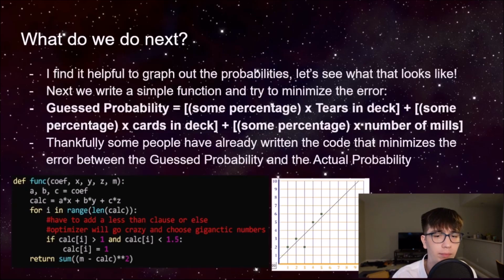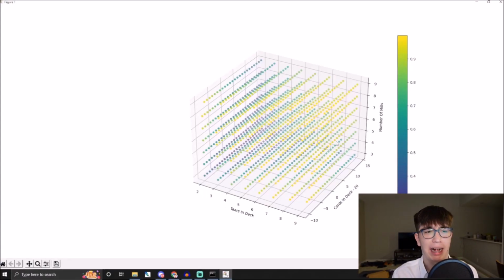So let's take a look at that. Okay, so as you can see here, we have a graph. Now, what in the world are we looking at? Well, we're actually looking at a 3-dimensional graph here.